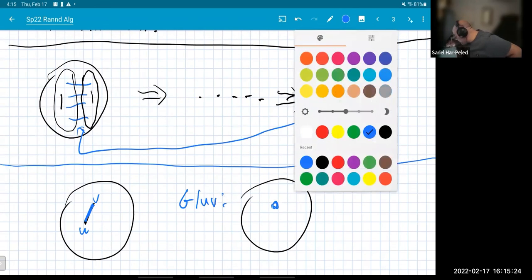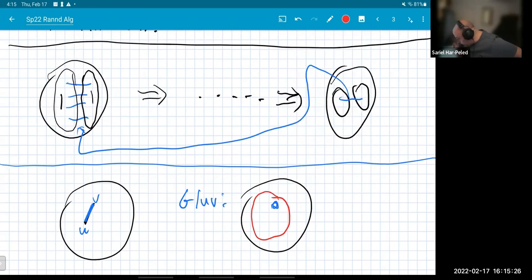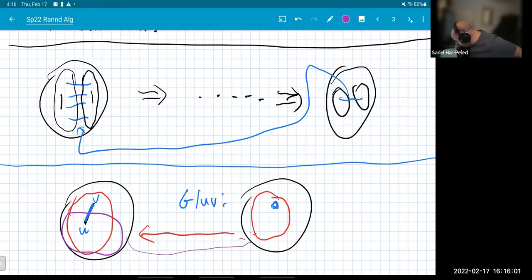I contracted the edge, I got this graph. Now, the important thing to observe is that every cut in this graph corresponds to a cut in this graph, right? So every cut on the right corresponds to a cut on the left. Now, there are cuts on the left that don't appear on the right. Which kind of cuts don't appear on the right side? Which cut do I lose by the contraction? Right. Any cut that cuts UV cannot be realized on this side, right?